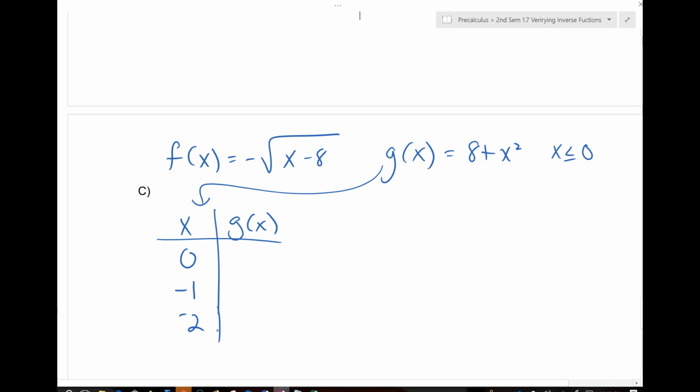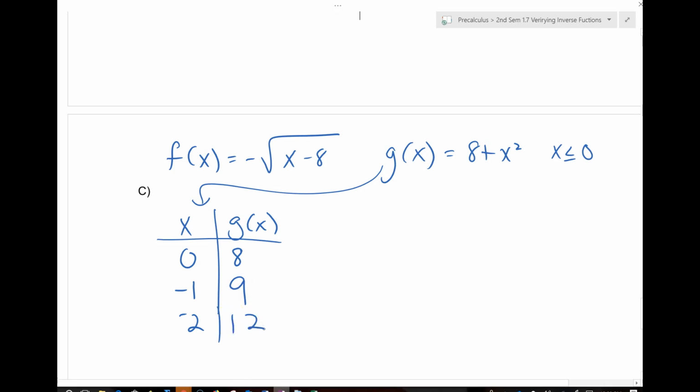Okay? So if I put into g of x, I put a 0 in there. 8 plus 0 is going to be 8. A negative 1. Negative 1 squared is 1. 1 plus 8 is 9. And then you've got negative 2 squared, which is a positive 4, plus 8 would be 12.